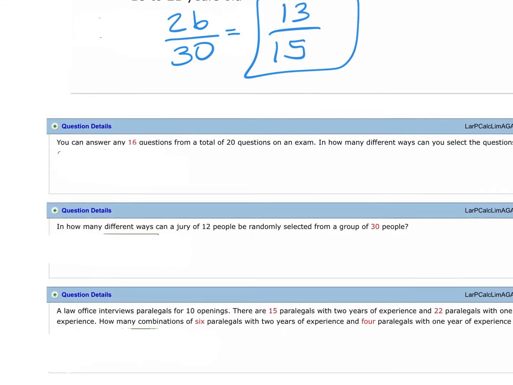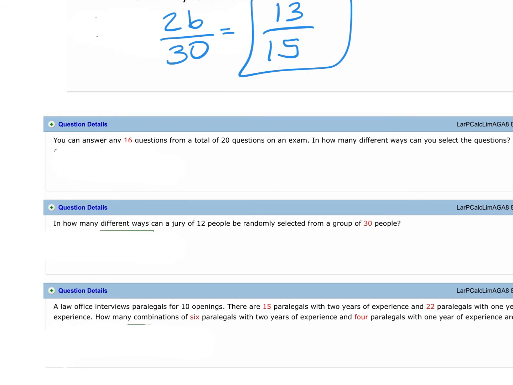All right, I look at this question. It says you can answer any 16 questions from a total of 20. Does it tell you you have to answer the first 16? No, it's telling you you got 20 questions. You choose which 16 you want to answer. Is this a combination or a permutation? Combination. You choose however many you want to answer.